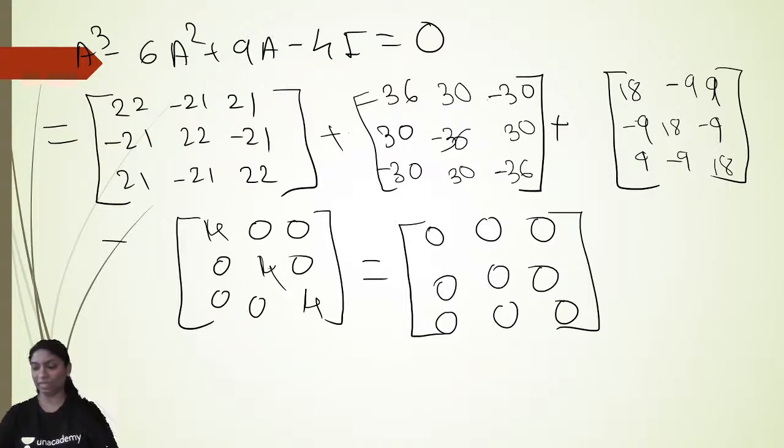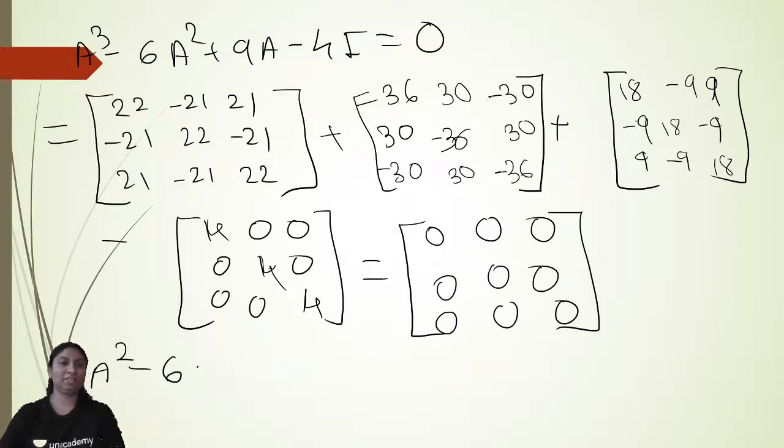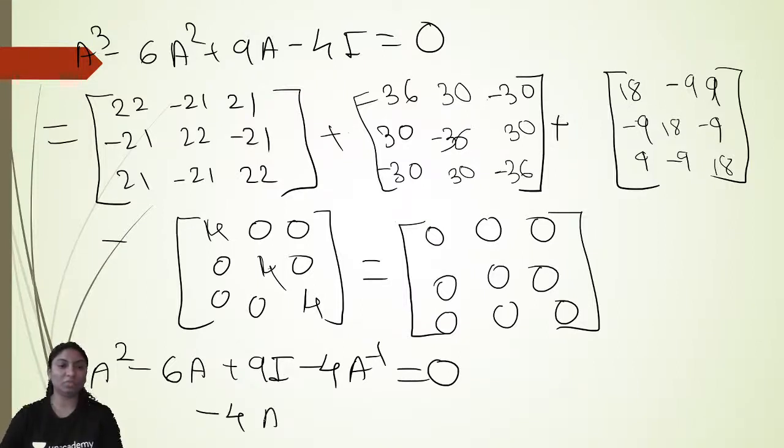Okay. So once it is satisfied, by Cayley-Hamilton theorem, to find out the A inverse, what we will do, I will multiply by A inverse throughout. So what will happen? A inverse into A cube gives me A square, minus 6 into A inverse into A square, 6A, plus 9A into A inverse, 9I, and minus 4 into A inverse is equal to 0. So which implies minus 4A inverse is equal to minus A square plus 6A minus 9I.